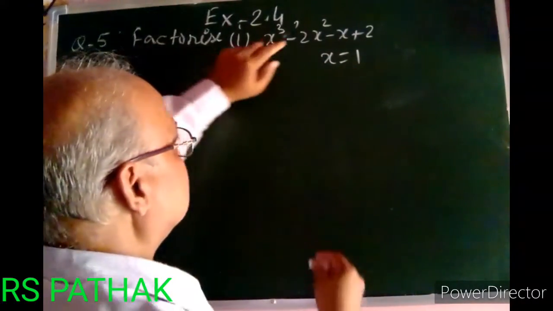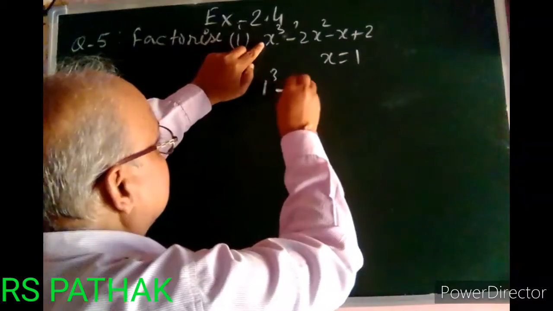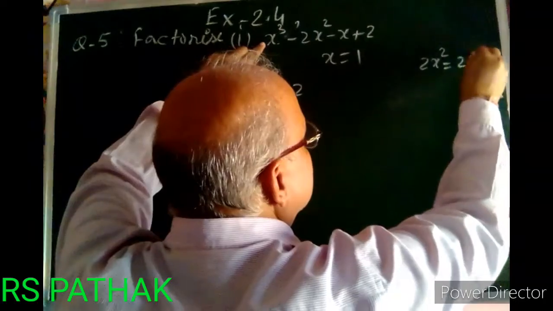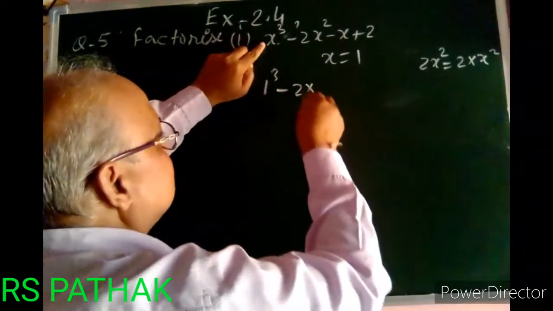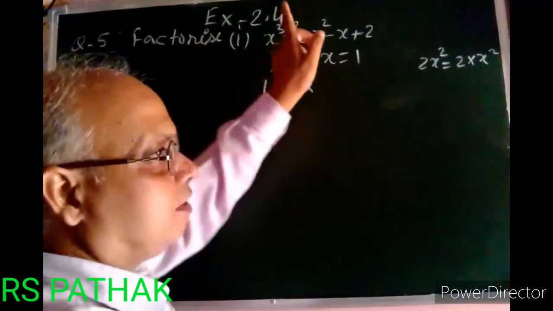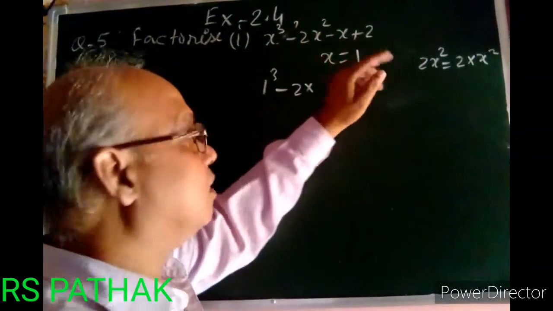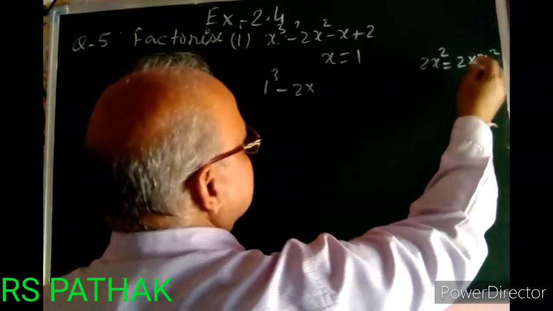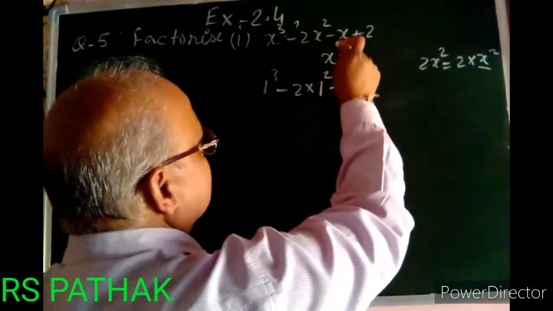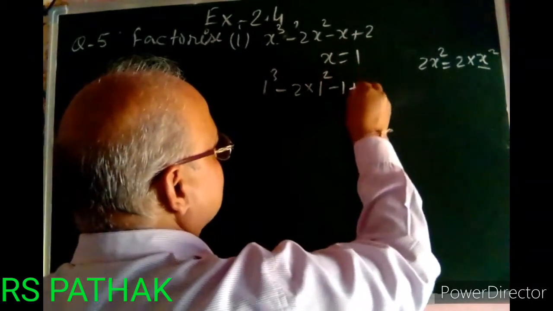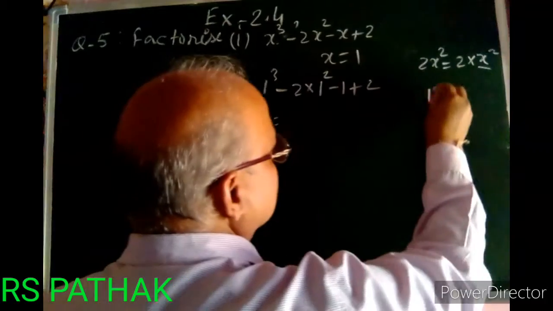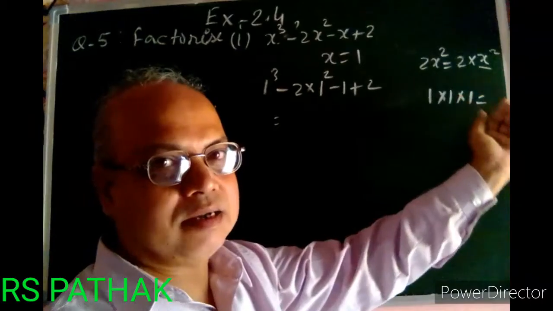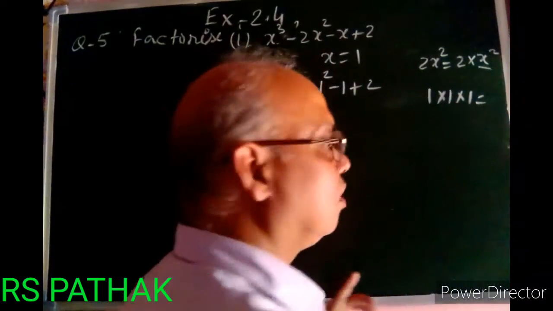Replace x by 1. 1 cube minus 2x square, which means 2 into x square. Then 2 into, there is a multiplication sign; this is a hidden sign. The sign is hidden. This sign is a multiplication sign. 2 into x means 2 into 1 square, minus x means minus 1, plus 2. 1 cube means 1 into 1 into 1. 1 multiplied so many times, the result will be the same as 1. Therefore, the result will be 1.